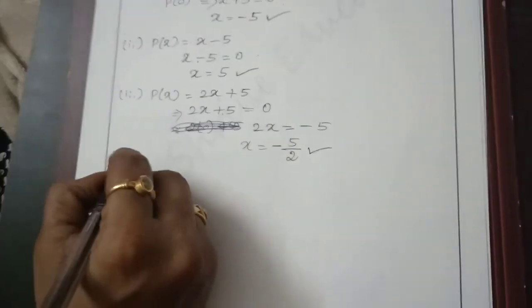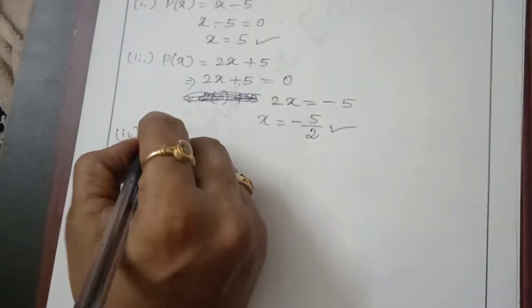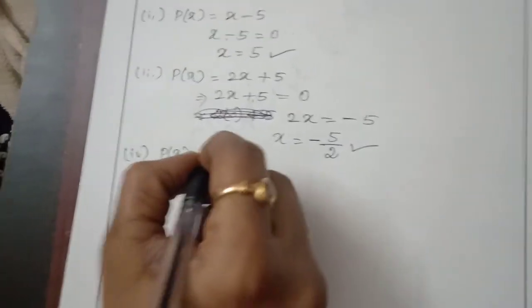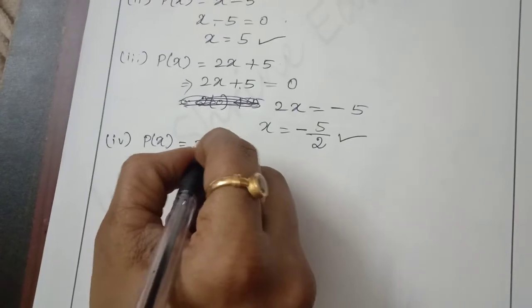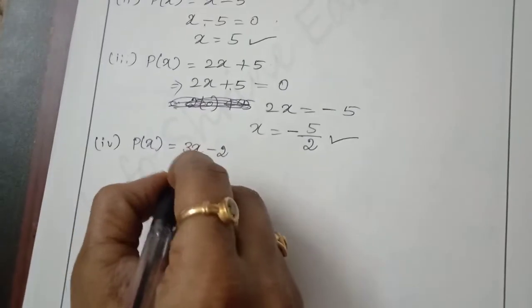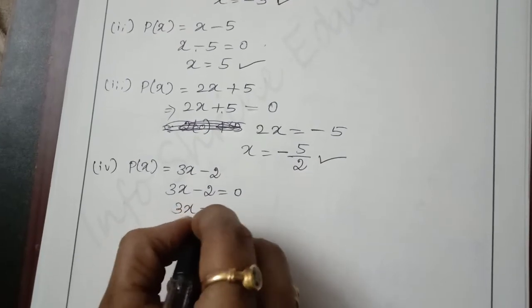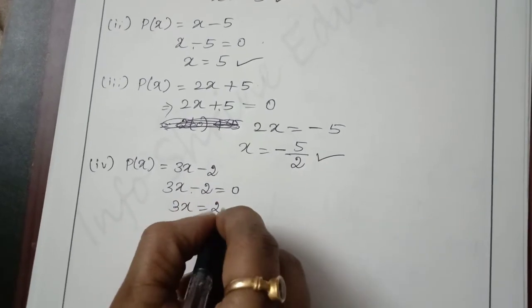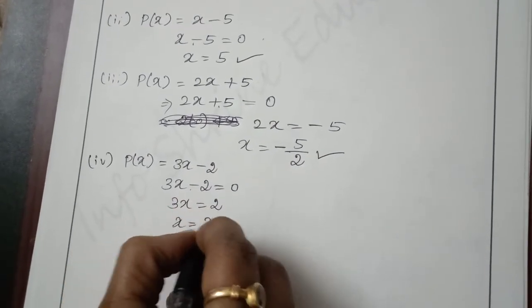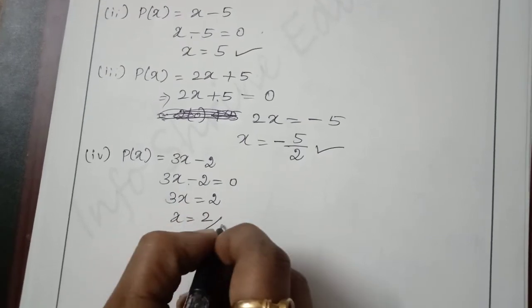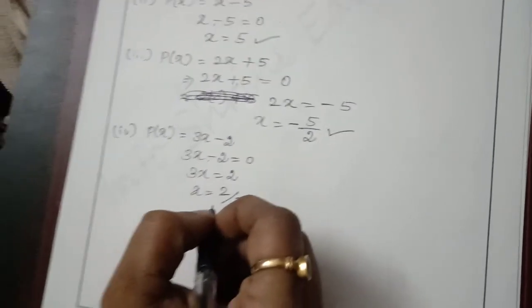Now the fourth one, P of x is equal to 3x minus 2. So 3x minus 2 is equal to 0. 3x is equal to, when minus 2 goes this side, plus 2. So x is equal to 2 by 3, as the 3 goes to the denominator. So x is equal to 2 by 3.